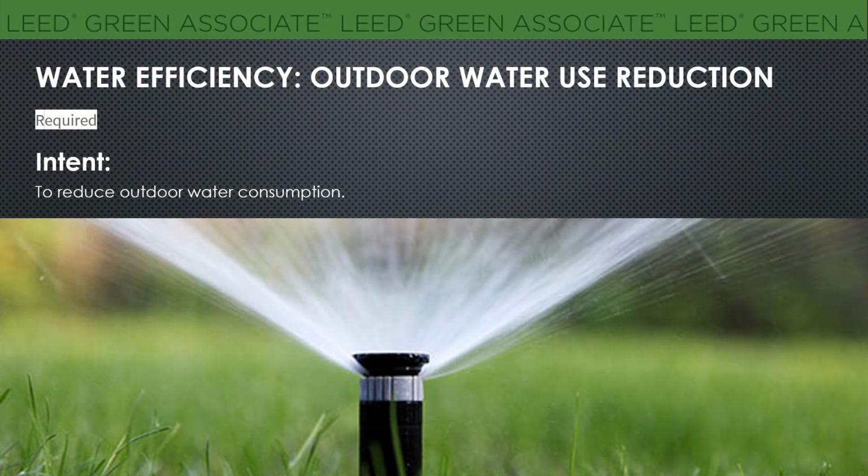The first prerequisite is outdoor water use reduction, and the intent of this prerequisite is to reduce the outdoor water consumption. LEED suggests we reduce the outdoor water use through one of the following options. 1. Non-vegetated surfaces such as permeable or impermeable pavement should be excluded from the landscape area calculation. Number 2. Athletic fields, playgrounds and food gardens may be included or excluded at the project team's discretion. So the playground and athletic fields are applicable only if they are vegetated.